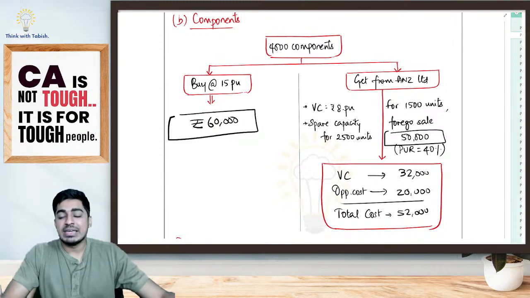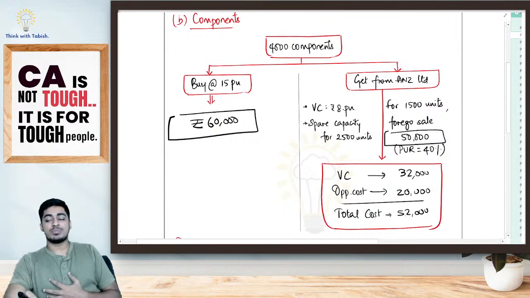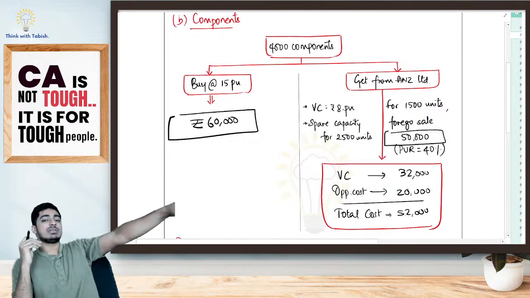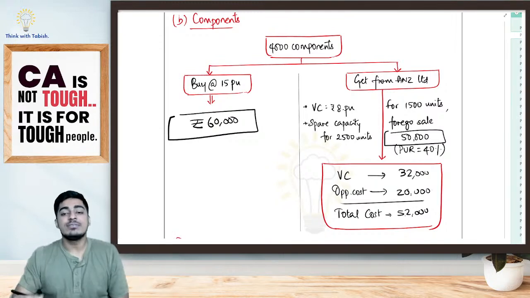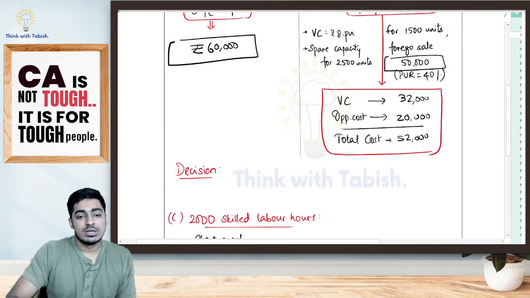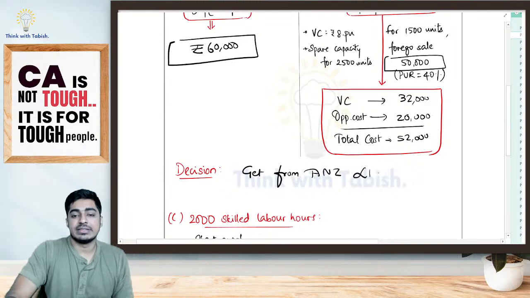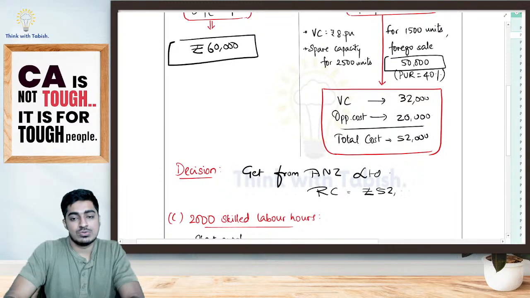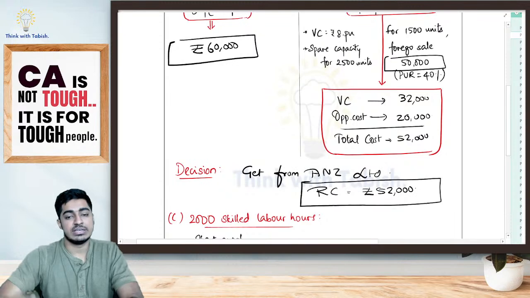Obviously, I'm buying the goods, so I will choose the most affordable, lowest cost item. Yes or no? Suppose you want to purchase an item. There it is available at 60,000, here it is available at 52,000. Same item. What will you do? You will buy it at 52,000. So get it from ANZ Limited, the relevant cost will be 52,000 rupees. Is it clear, students?